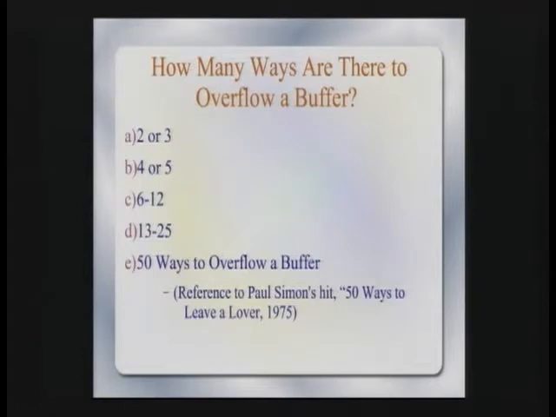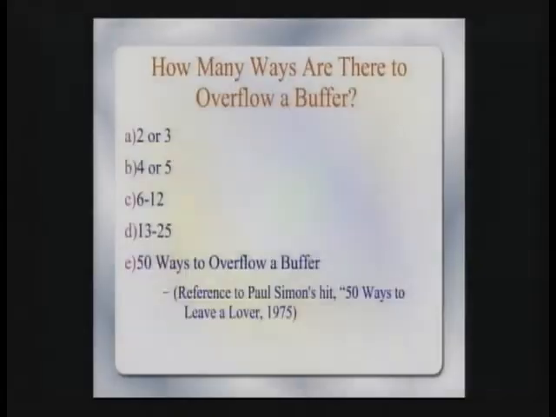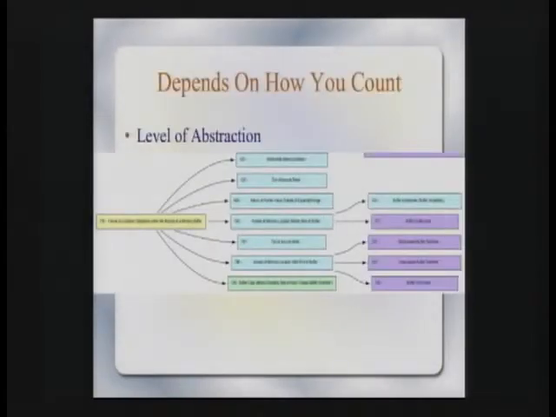So I'll ask you to guess, how many ways do you think there are to overflow a buffer? A, 2 or 3, B, 4 or 5, C, 6 to 12, D, 13 to 25, or E, 50 ways. Okay, it's not E. But well, anybody venture a guess? Pardon me? D? C. Yes. Well, or so I think.